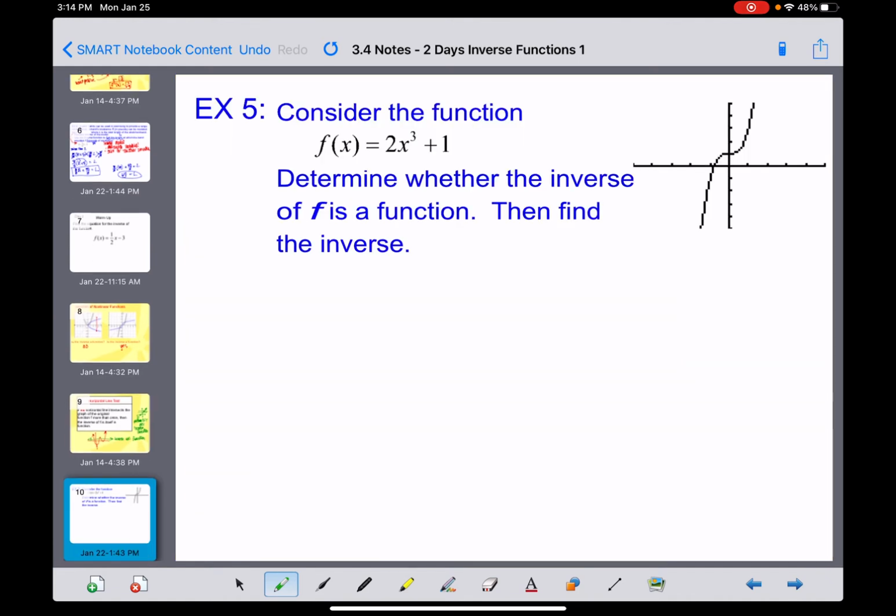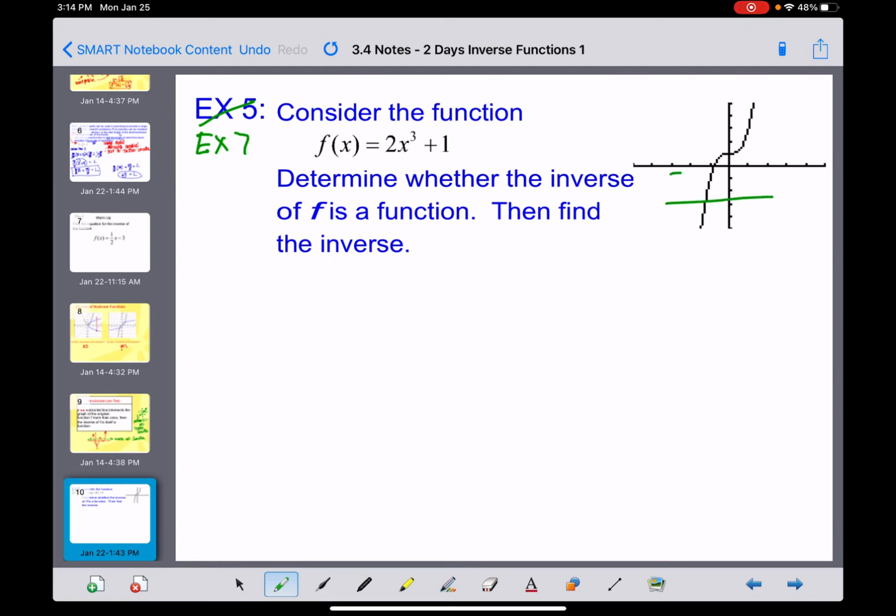Okay. So moving on to example, it says example 5, but it should be example 7. So example 7. We are going to consider this function. Here's the graph of the function. And we're going to determine whether the inverse of f is a function, and then we'll find the inverse.